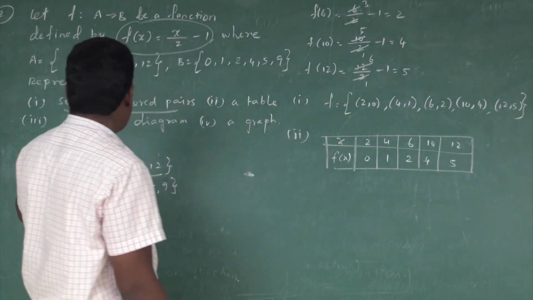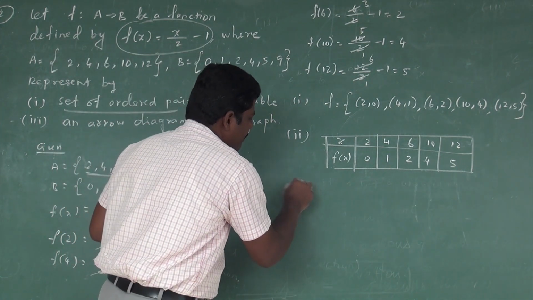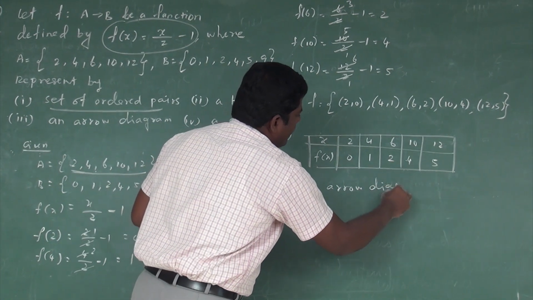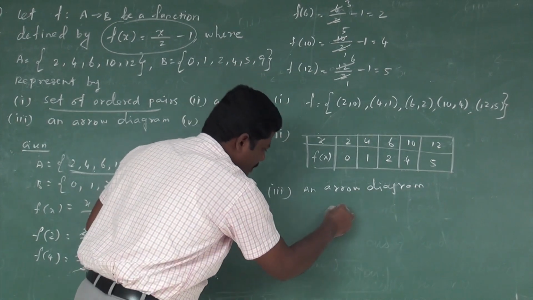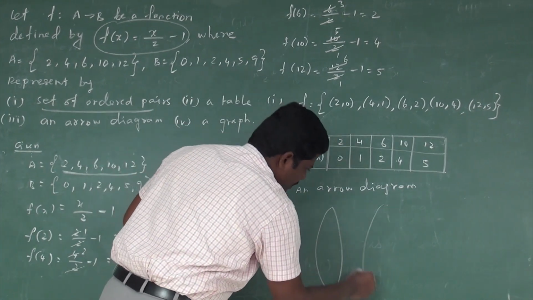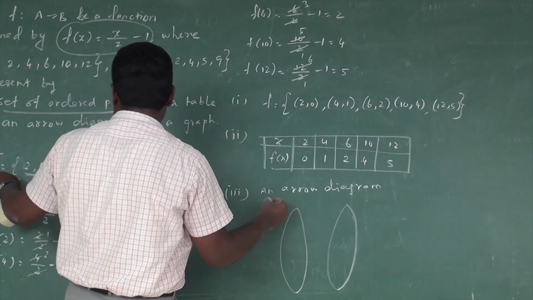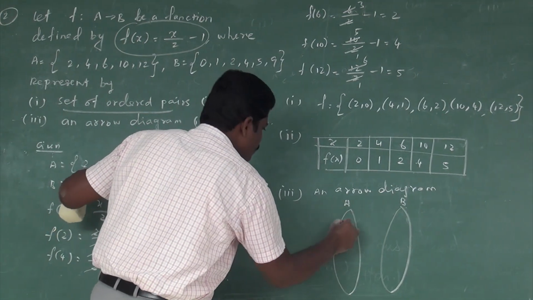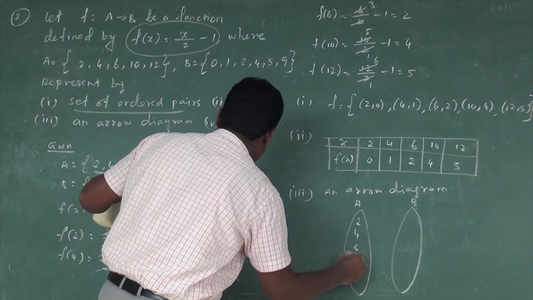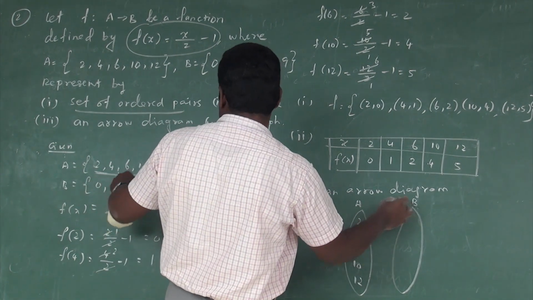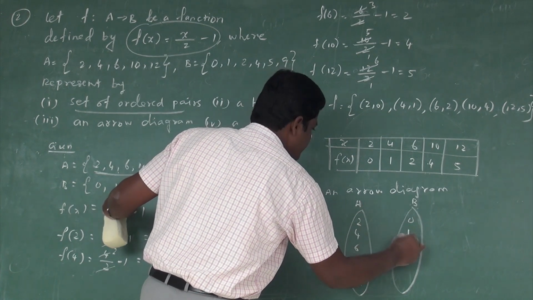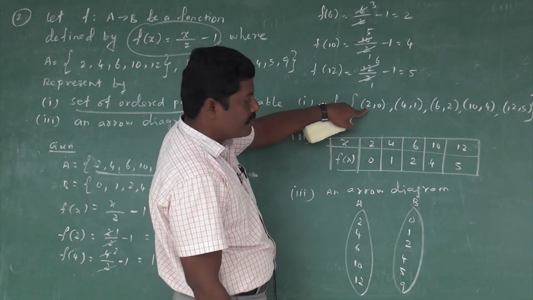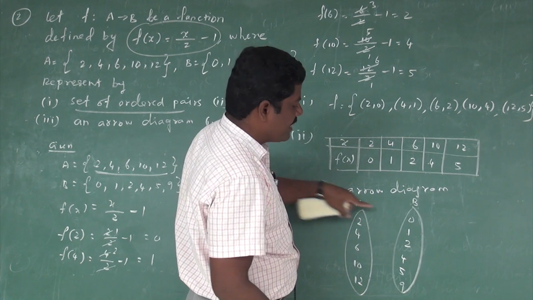Next, third one is an arrow diagram. So for an arrow diagram, first you want to draw the domain. Next one is the codomain. So the domain name given here is A, codomain name is B. So domain elements, A set elements 2, 4, 6, 10 and 12. Codomain elements, B set elements 0, 1, 2, 4, 5 and 9. So the relations are given.